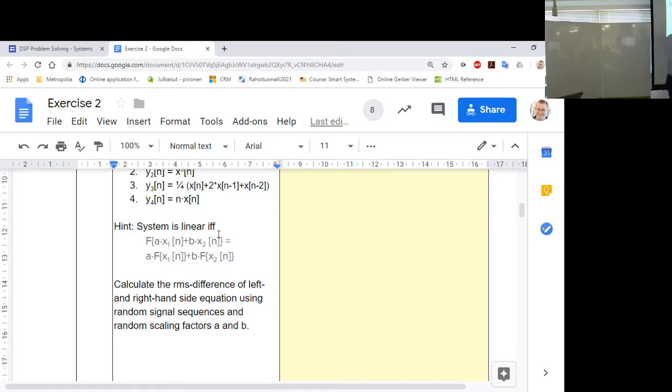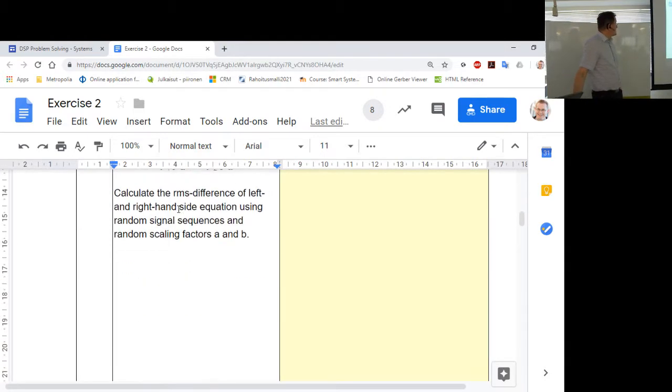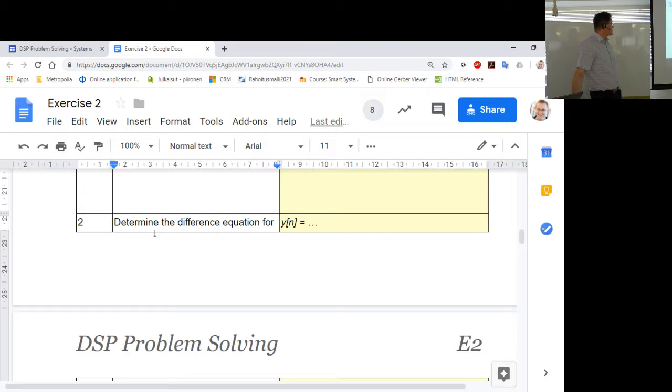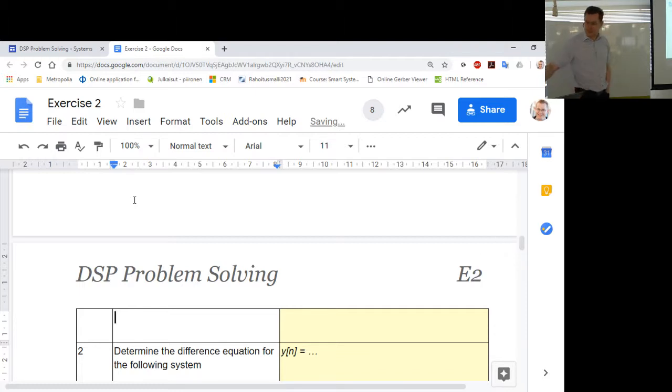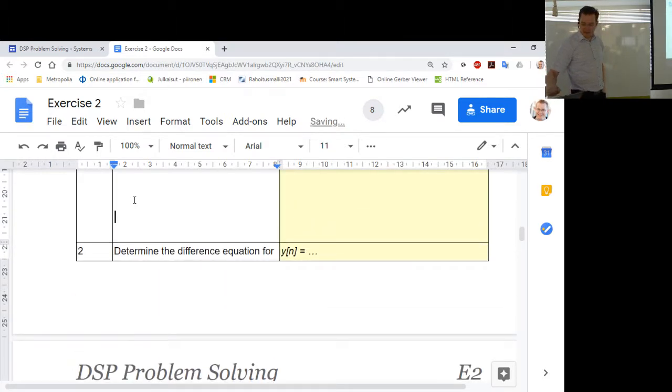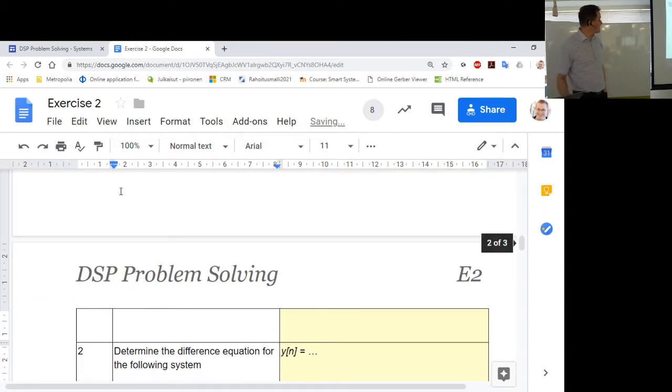Okay, but how to test system linearity? I will show you some tricks how to do it. Then, maybe I should actually add an empty line here. Oh, great. No, well, that looks better.